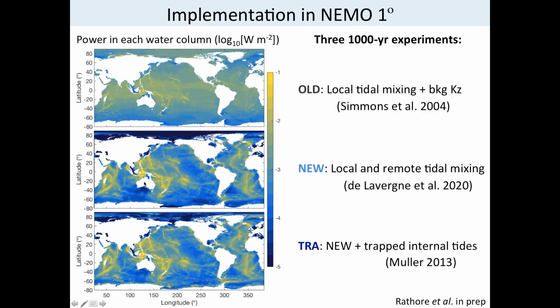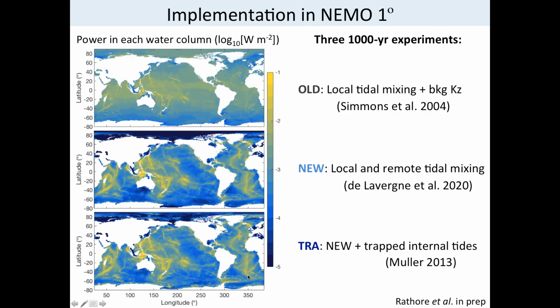The middle map is essentially the parameterization I described. So we call this experiment new. And so this just includes local and remote tidal mixing explicitly, as I just described. And finally, the last experiment is the same as new, but has the added contribution of trapped or subinertial internal tides. So here we just added an estimate of the dissipation due to subinertial internal tides, which are important in the polar regions. You may see that around Antarctica and in the Arctic, you have more energy in this lower map than in this middle map.